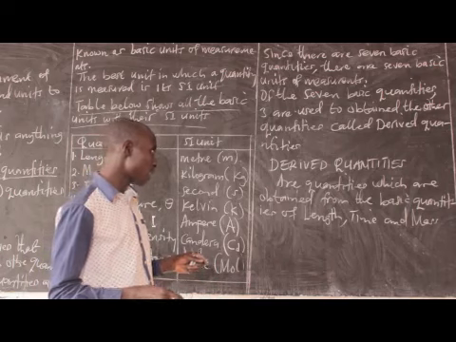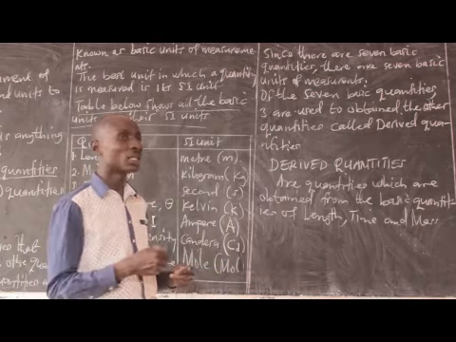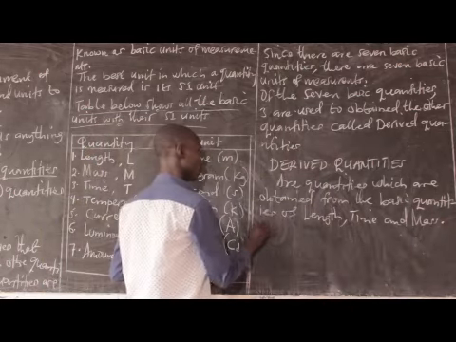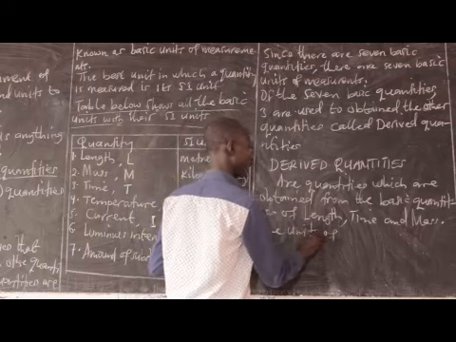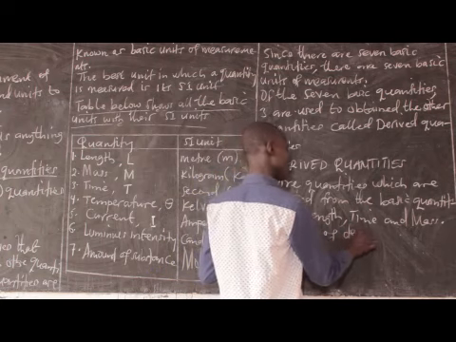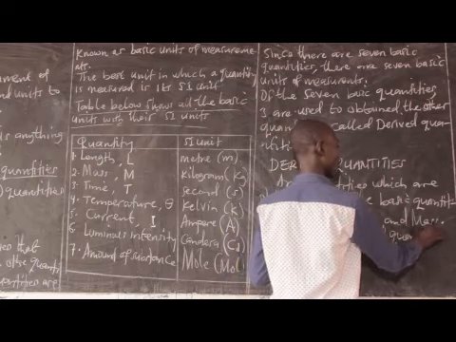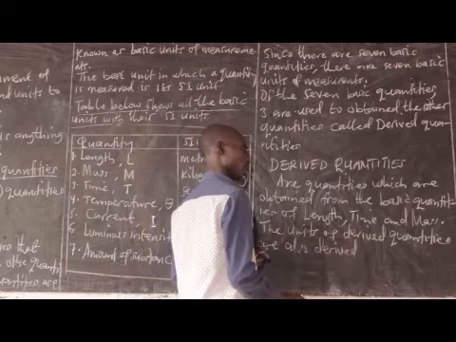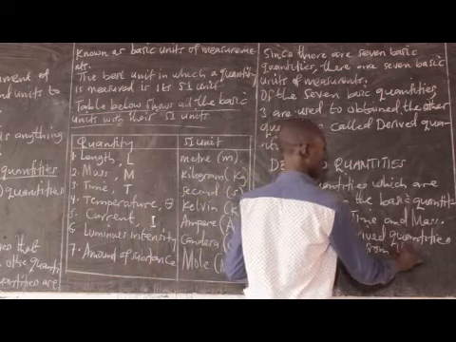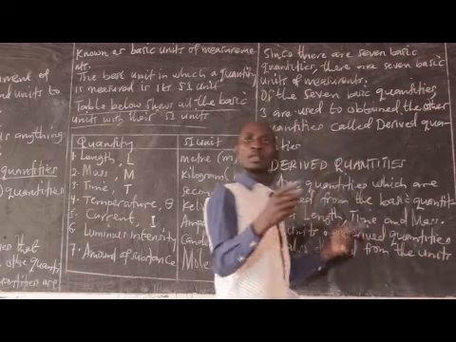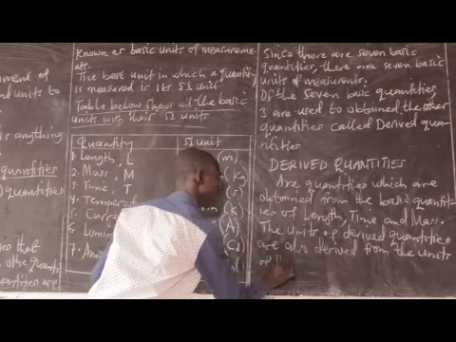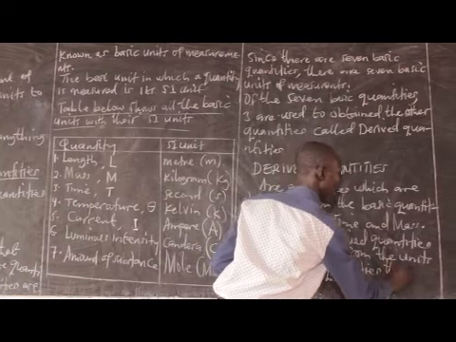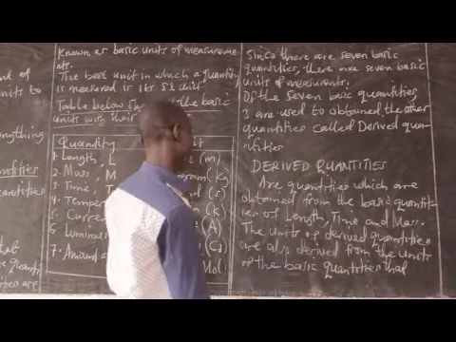And actually, we can also note that the units of derived quantities are also derived units. And they are derived from the units of the fundamental quantities that produce them. So, the units of derived quantities are also derived from the units of the basic quantities that produce them. You derive a unit from a unit.